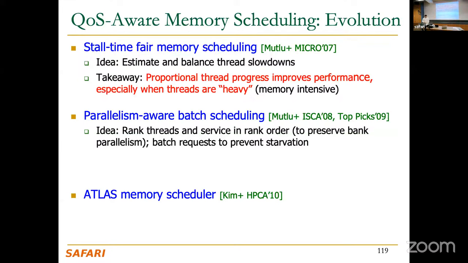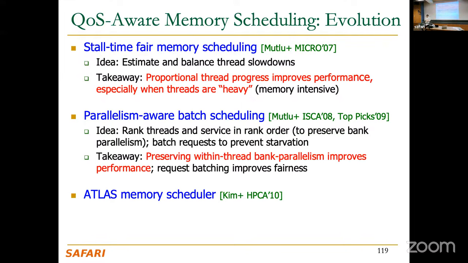And the first technique basically estimates the slowdown each thread would receive and prioritizes the thread that would otherwise slow down more, more unfairly. So the idea is to prioritize that request that will slow down more and thereby ensure system fairness. The takeaway is proportional thread progress improves performance, especially when the threads are memory intensive.